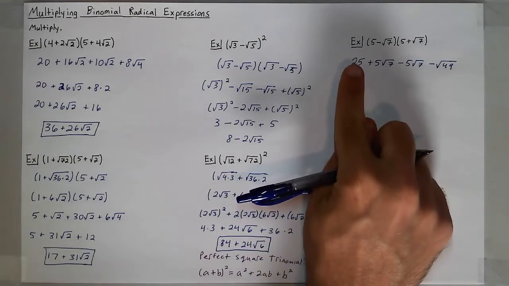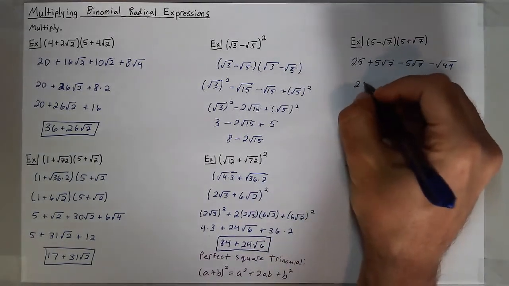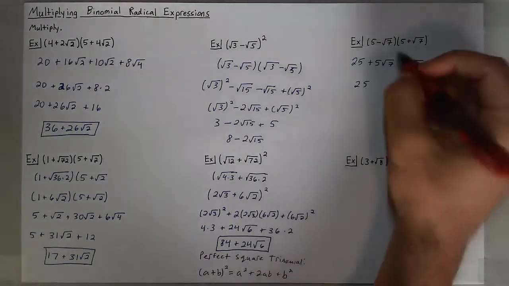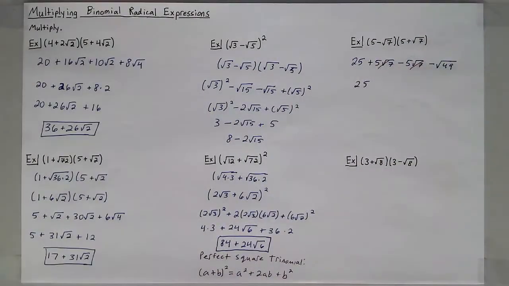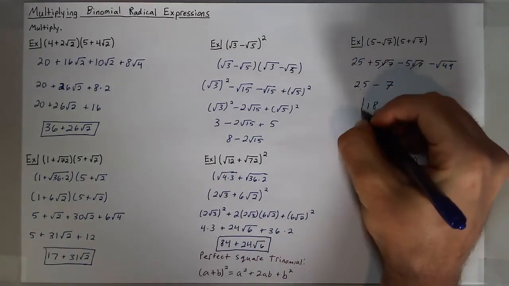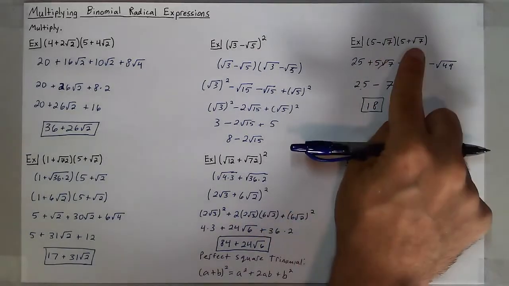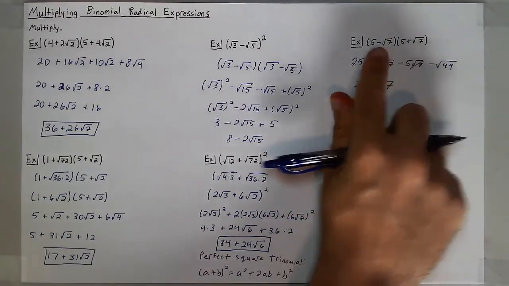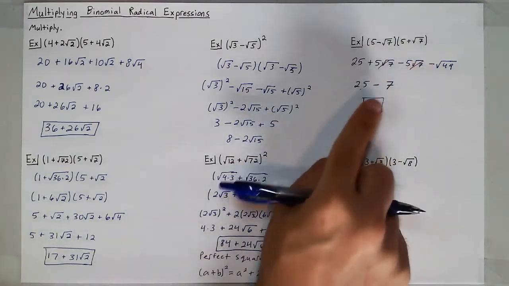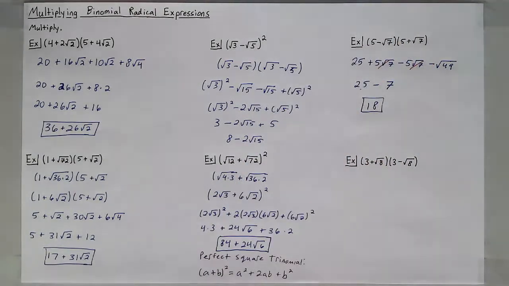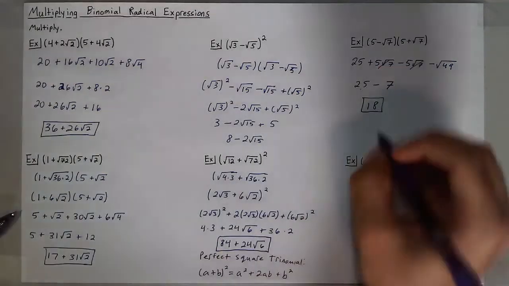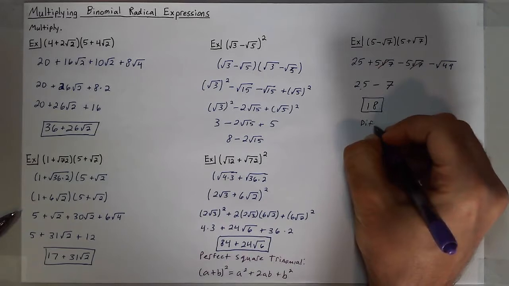Now, I'll get 25. These two middle terms are actually opposites, so they'll cancel. Then I'll get minus 7. So 25 minus 7 is 18. So what's peculiar is that the radical actually went away. So when you have a binomial radical expression where you have square roots, the radicals will actually disappear after you multiply them. The reason why this is because of the difference of squares that's taking place.